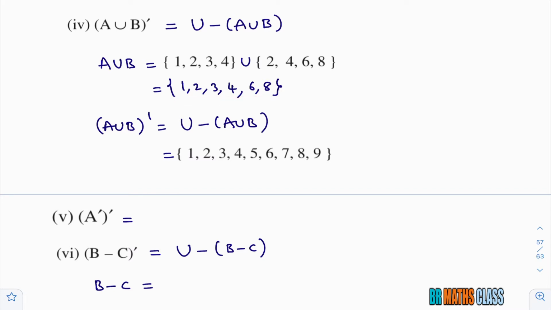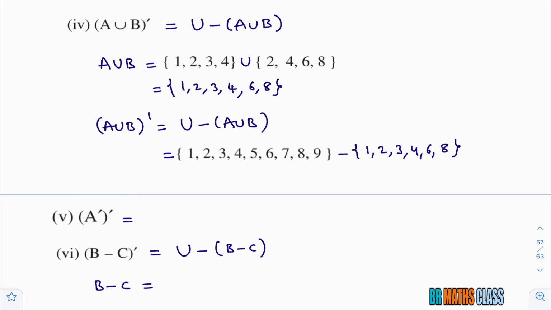Actually, what we need to calculate is A union B whole dash. A union B whole dash is the universal set minus A union B. So first I wrote here universal set minus A union B. What we got? A union B is just now calculated: 1, 2, 3, 4, 6, 8.